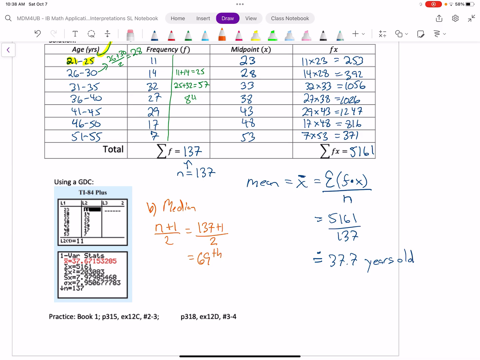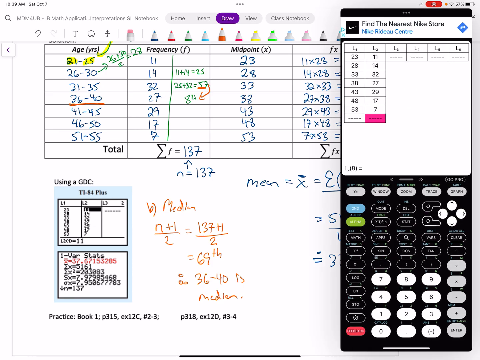So if I line these all up, which they're kind of already arranged that way, I would need to go to the 69th data point, which falls in the 36 to 40 age group. By the time I'm at the end of the 35 age group, I'm at the 57th data point. So the next one I would be all the way to the 84th. So I know that this falls in the interval 36 to 40, which is the median. And you could answer that as the midpoint if you wanted to, as 38, or you could give it as the interval. Both are acceptable.